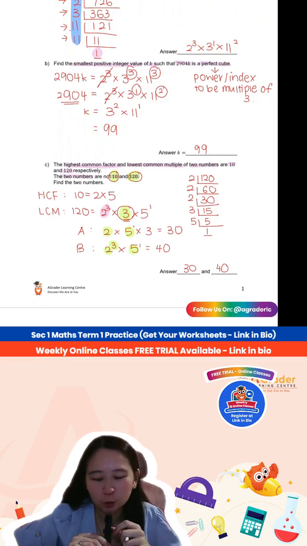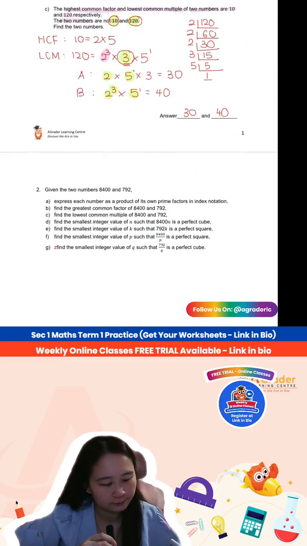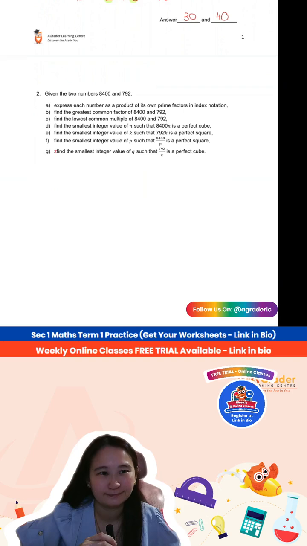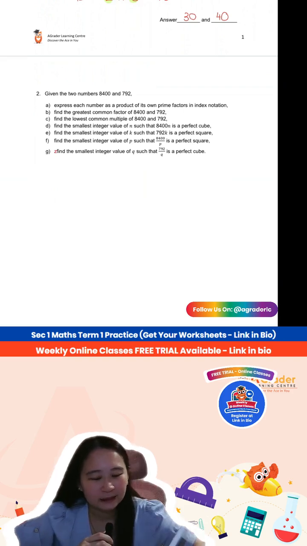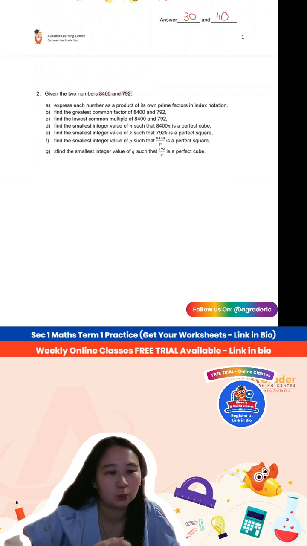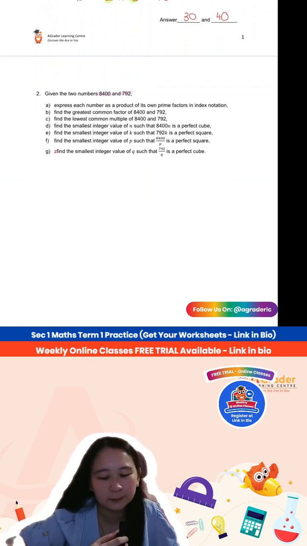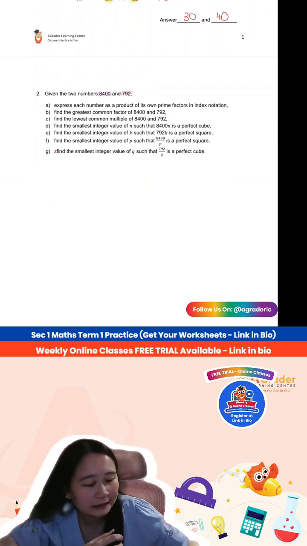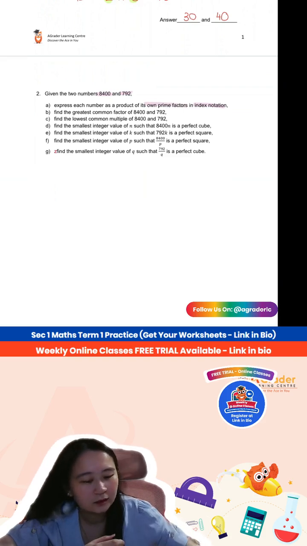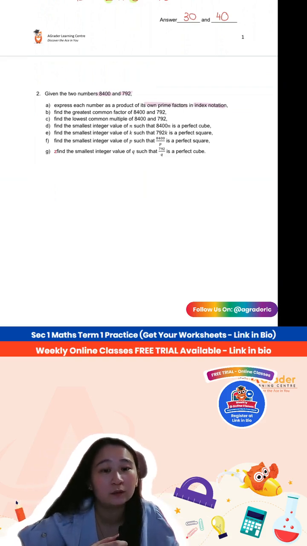Okay, for question 2, they give you these two numbers, 8,400 and 792. Express each number as a product of its own prime factors in index notation. Index notation means they want you to leave it in terms of bases with their powers.